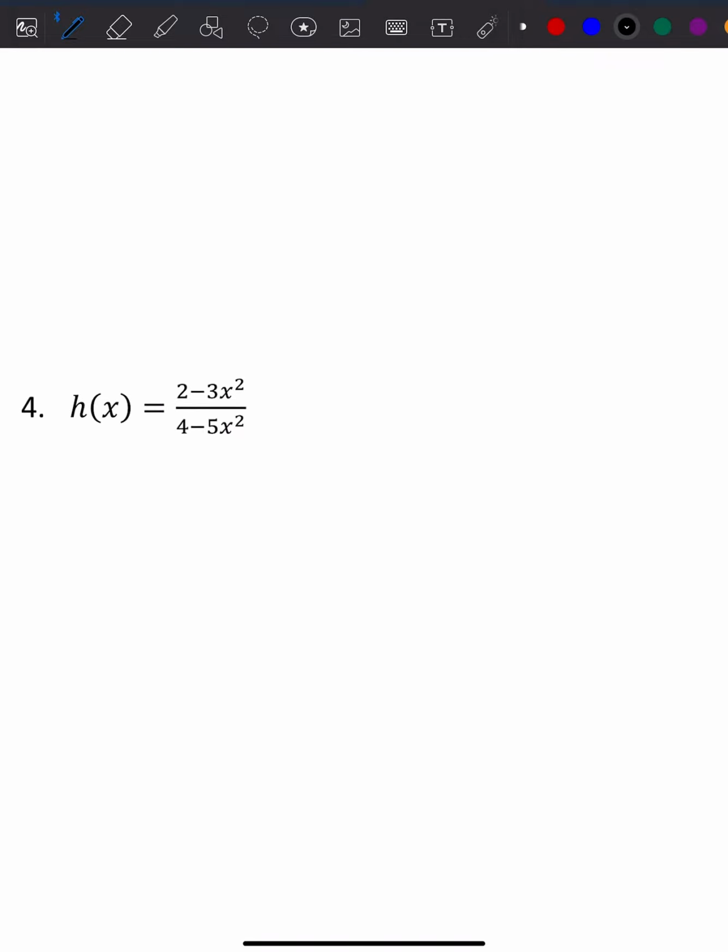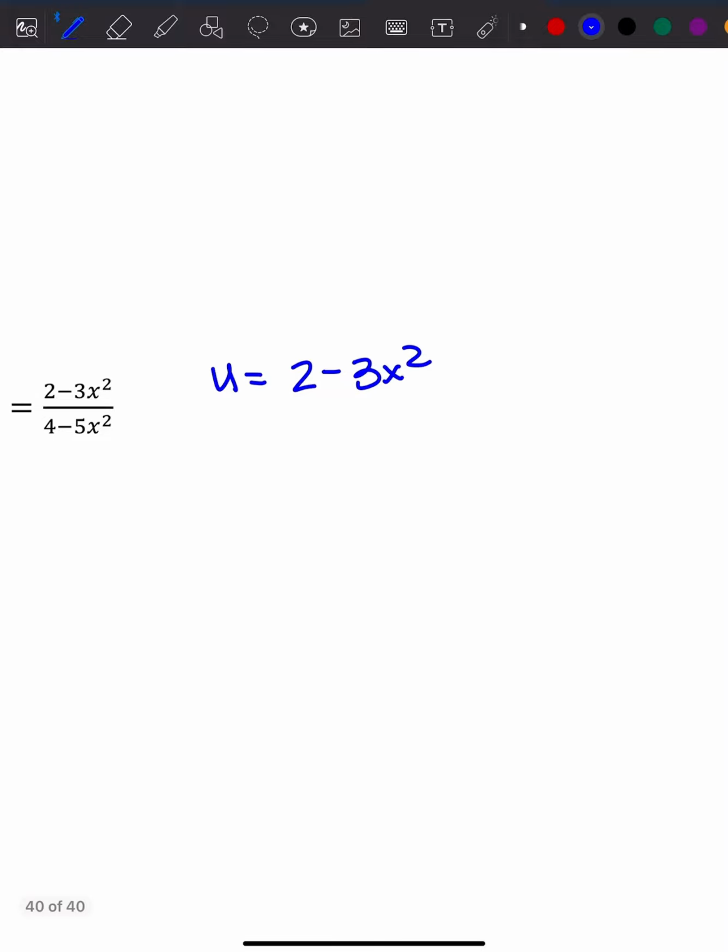We're looking at this. This says division, which means quotient rule. So u is going to be the top one always. So 2 minus 3x squared. v is always going to be the bottom one. So 4 minus 5x squared. v prime, negative 10x. u prime, negative 6x.